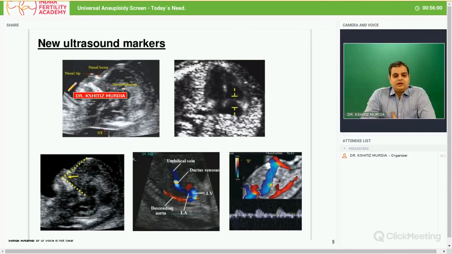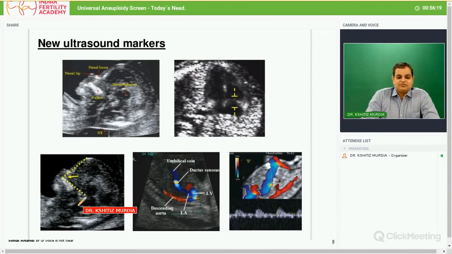New markers have come up, and as we have discussed, if we add the new markers to our combined test, we can get better sensitivity. We can achieve up to a 97% detection rate. New markers include the presence or absence of the nasal bone, looking for tricuspid regurgitation, the facial angle, ductus venosus, and hepatic artery PI Doppler. We'll discuss these markers in the next webinar: how to take them, how to interpret them, how to put them in your counseling, and how to manage a patient with an abnormal marker.